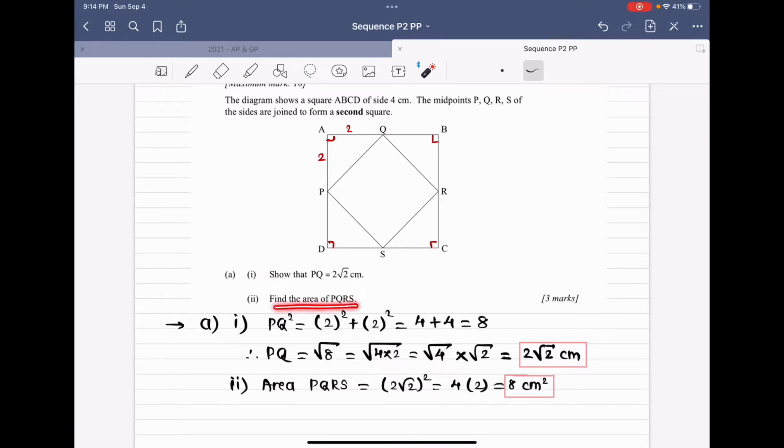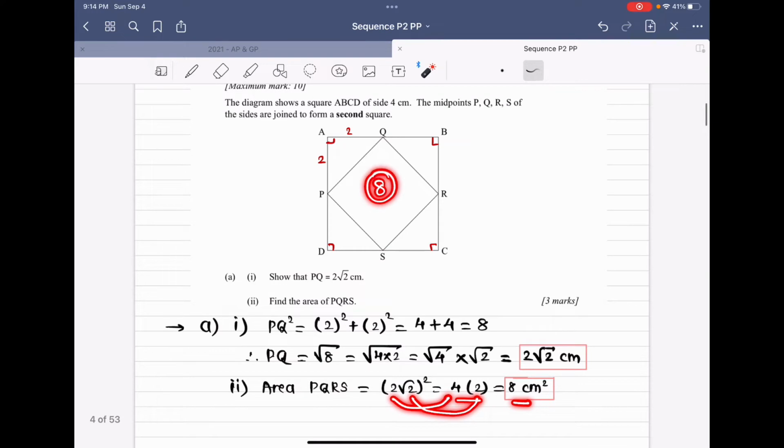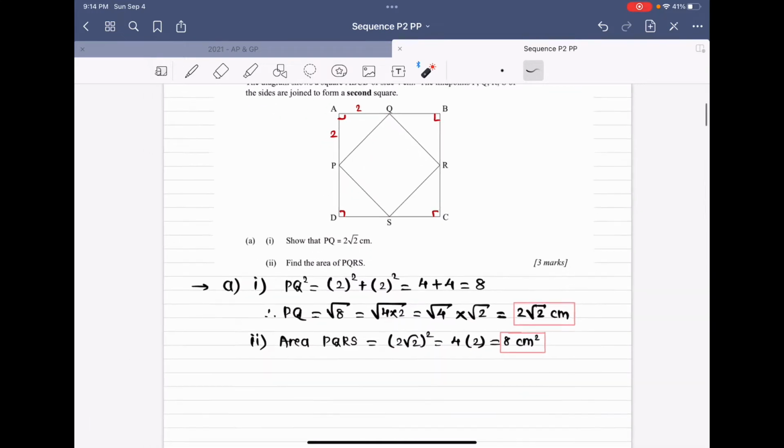Find the area of PQRS, that means the area of this another square inside the square. Area of a square is basically length square. This side is 2 root 2. So area is length square, 2 root 2 square, which is 2 square is 4 and root 2 square is 2. 4 times 2 is 8. So this area is 8. Second part.